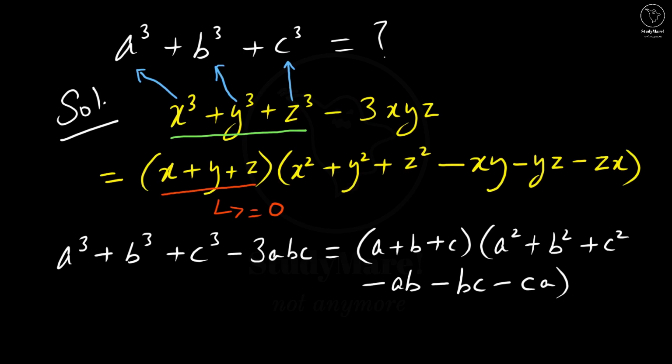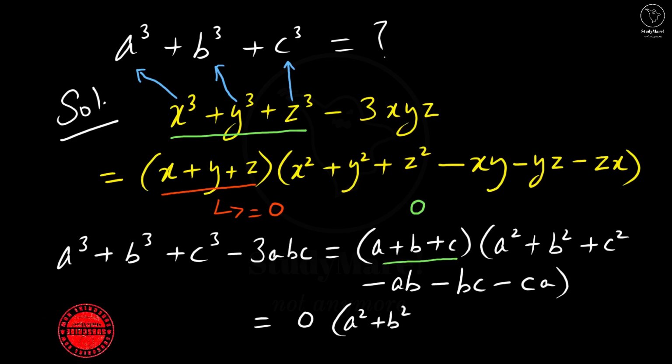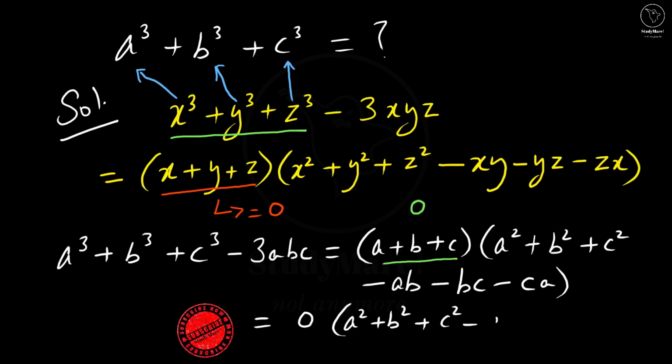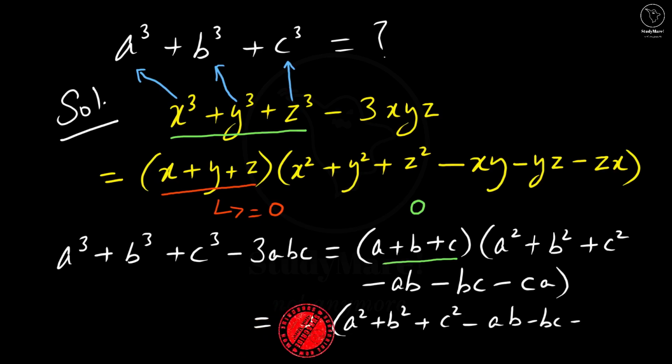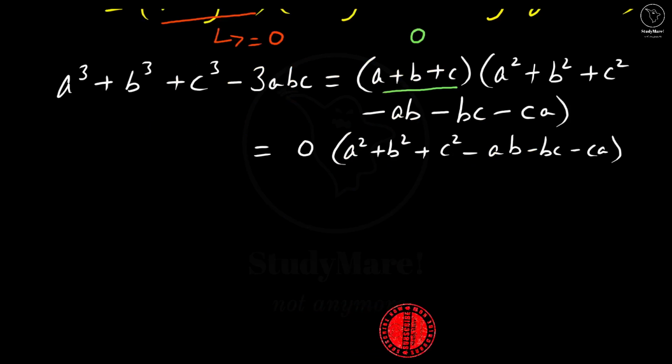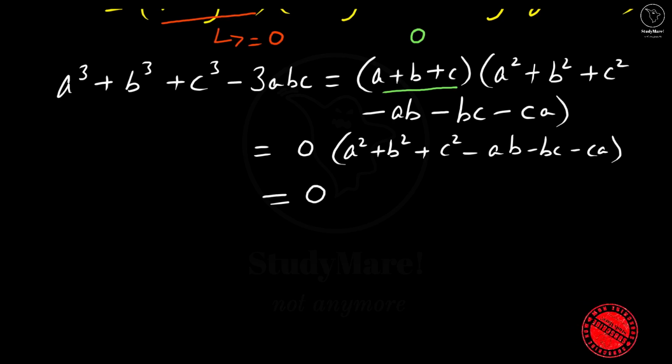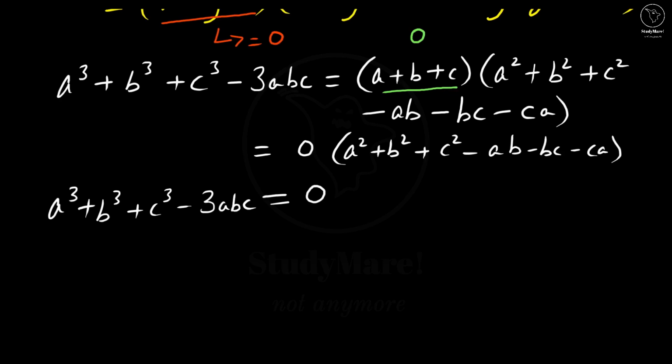Now, let's substitute this value of a plus b plus c as 0, which is given. So this becomes 0 into a square plus b square plus c square minus ab minus bc minus ca. Any number multiplied by 0 gives us 0, so we get it here as 0, which means a cube plus b cube plus c cube minus 3abc is equal to 0.